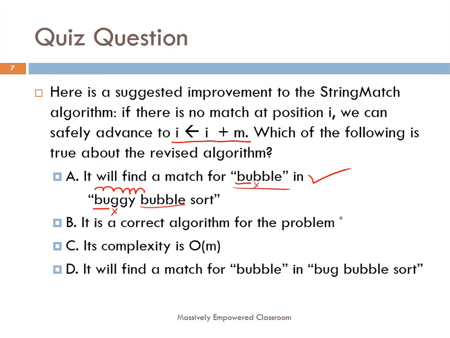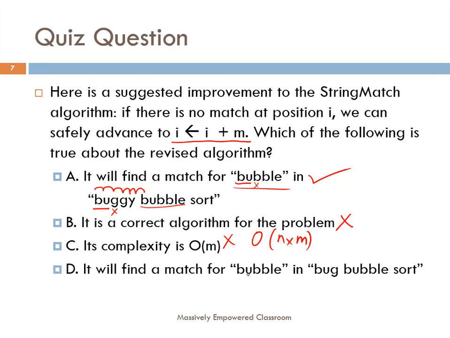But this is not a correct algorithm, because as you will see in option D, it will not find a match even when this pattern occurs in the text. Its complexity is by no means order m. If m is much smaller than n, it will still be order n into m, or order n itself. So in the worst case, its complexity is in any case not going to be order m.